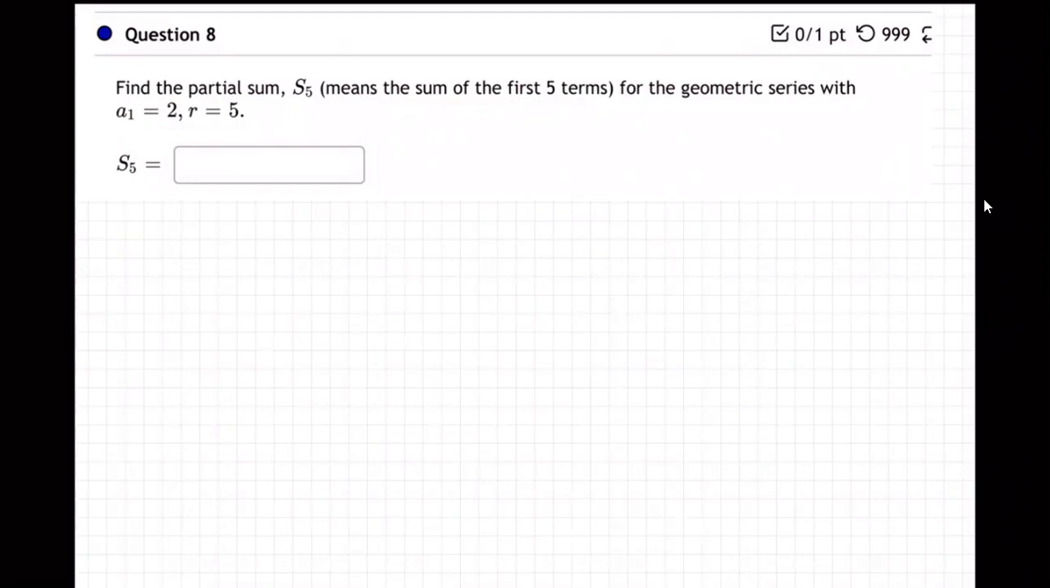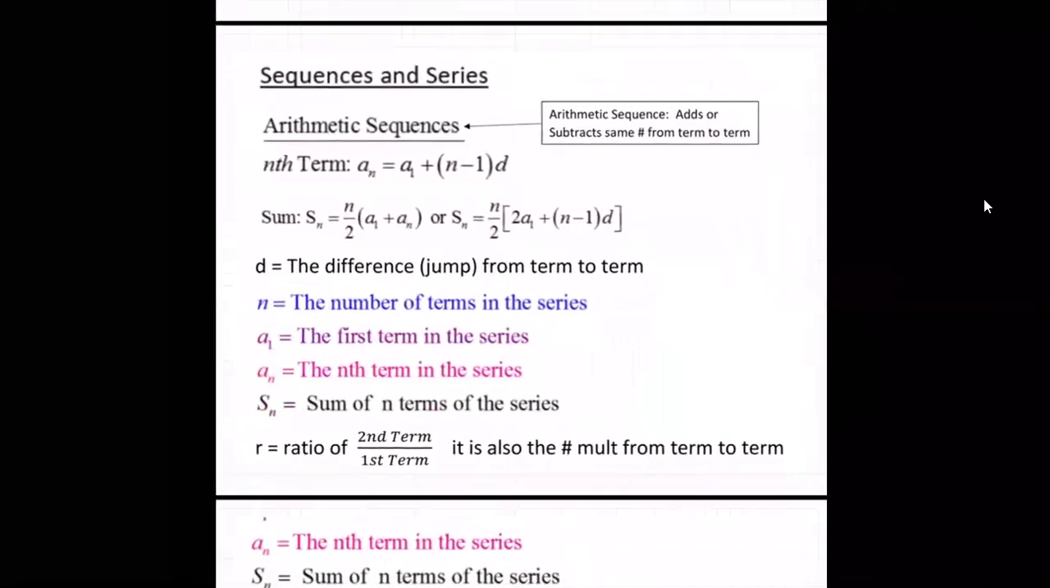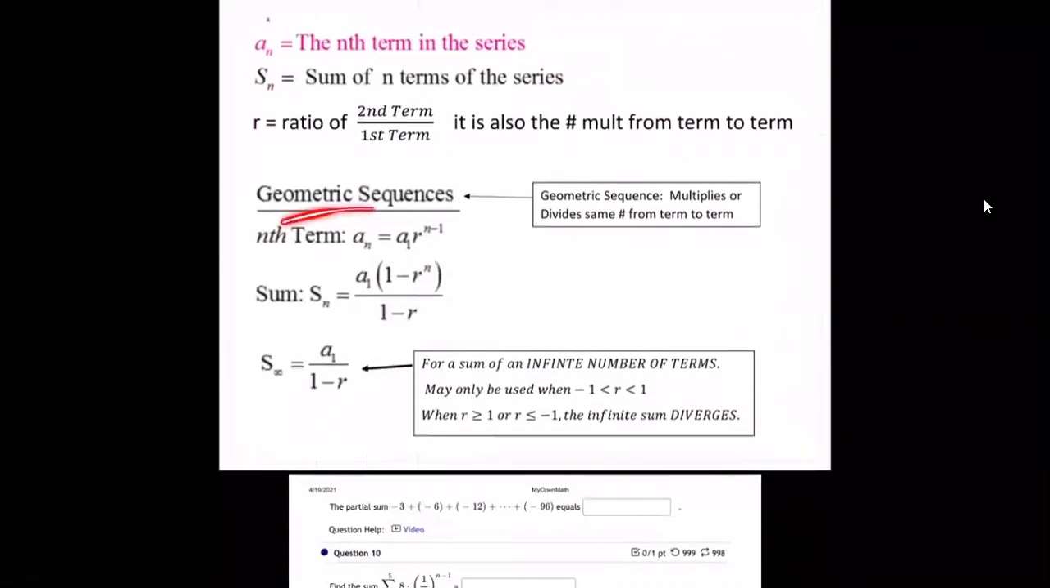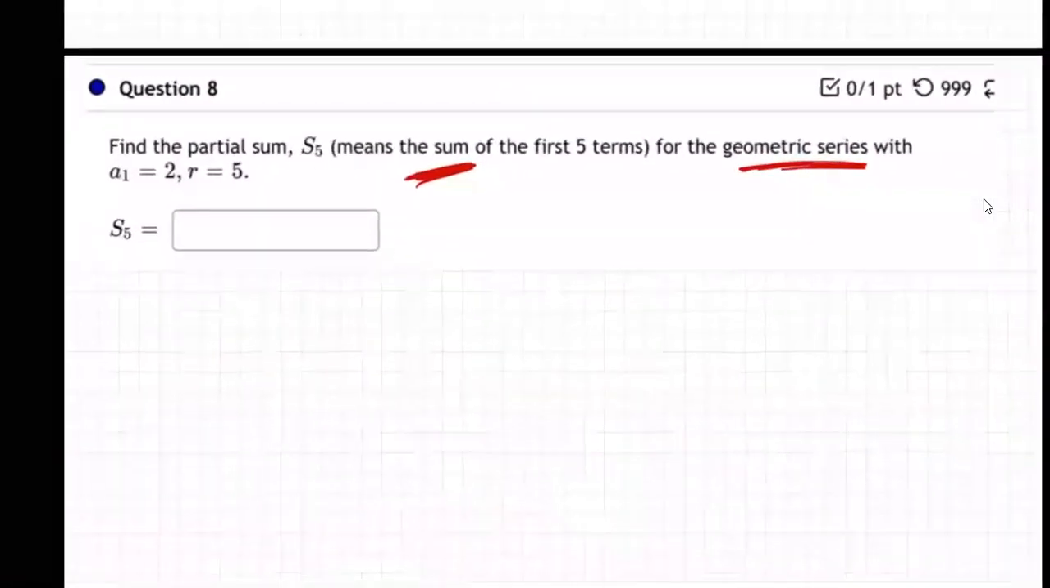So they say right here, it's geometric. So now I've got to go to the geometric formulas, and we're doing the sum of a geometric series. So I just go down to my notes, here are the formulas. Arithmetic, no, I don't want arithmetic. I want geometric, and there are 2 formulas: the A sub n and the S sub n. We said sum, so geometric sum, here it is right here: A1 times 1 minus R to the n over 1 minus R. It's a fancy formula. Let's use it.